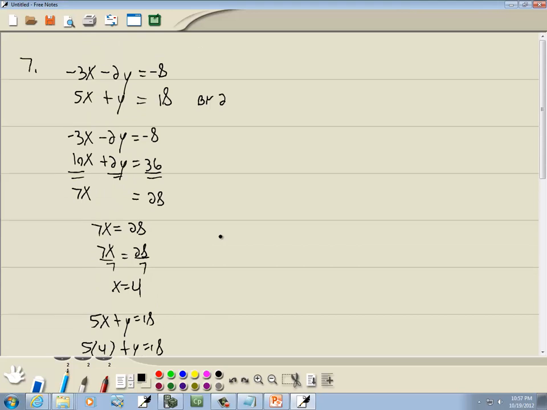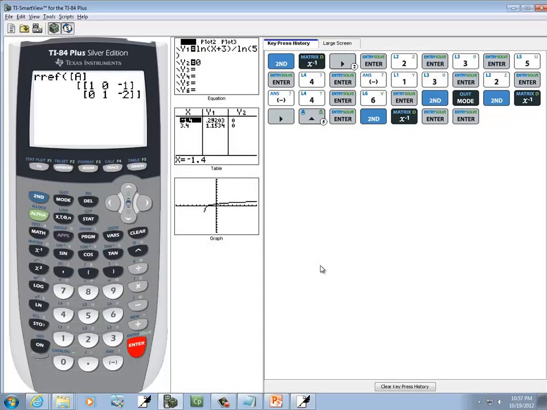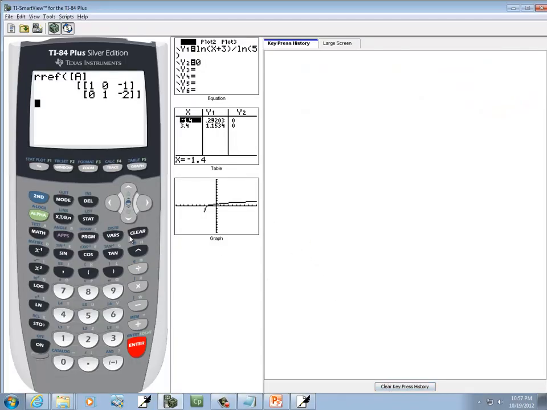Well, let's do this via the calculator. Now everything with an x and y is on the left side, numbers on the right side, so that's already in perfect form. We're going to drop our x's, y's, and equals, and just keep the numbers in their signs. So I got negative 3, negative 2, negative 8. 5, 1, and 18. So let's go ahead and put this in.